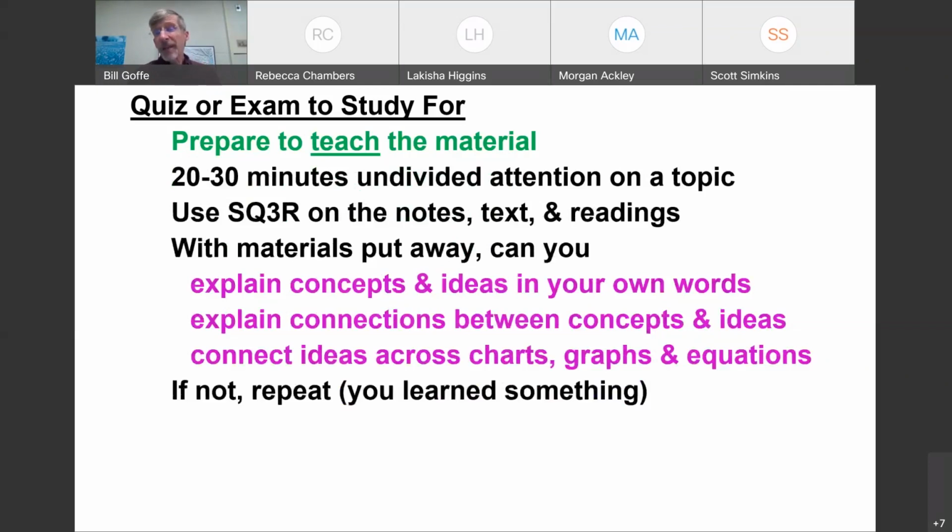And if not, when they're studying, they learn something useful. I point out, when do you want to find out you can't do something? When you're studying or when you're taking that exam or quiz?